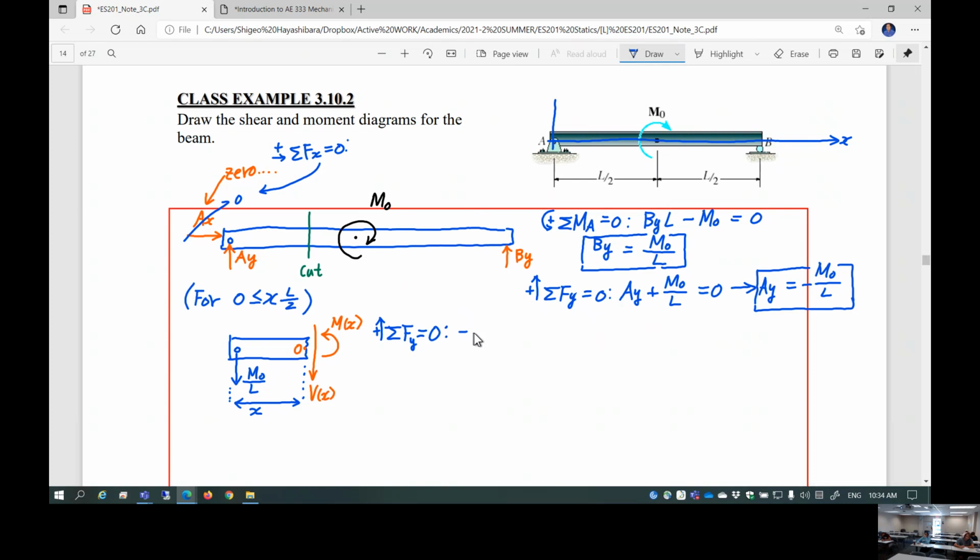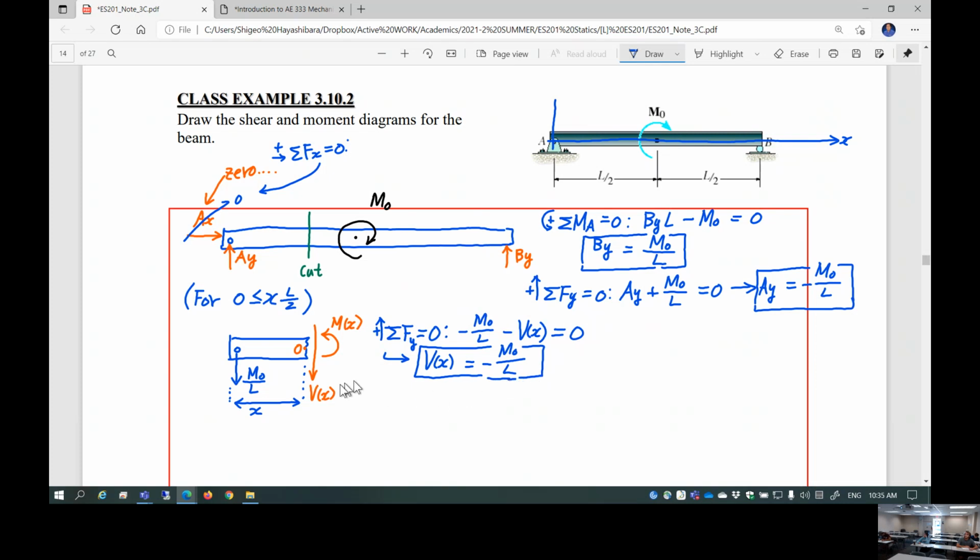This is going to be the negative M0 over L minus shear as a function of x is equal to 0. This is going to give you shear as a function of x, in which negative M0 over L. Whoa, wait a minute, this is not even a function of x. That means it's constant. The shear is a constant, which is this value.